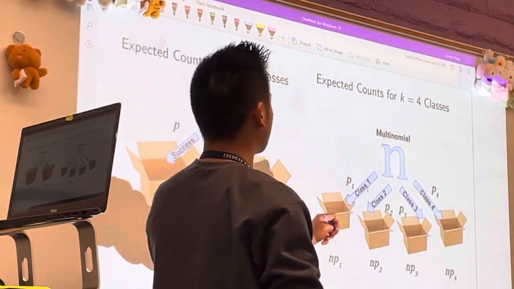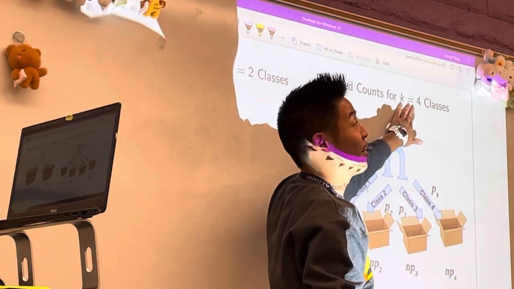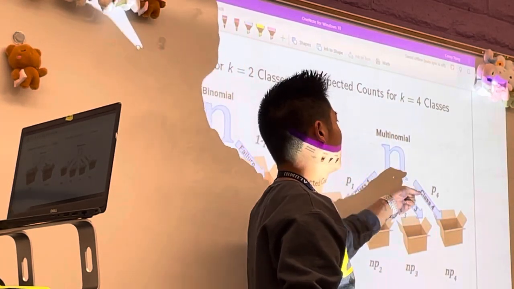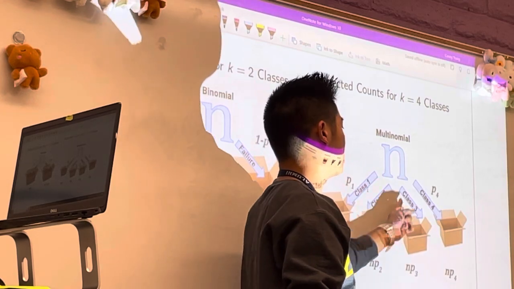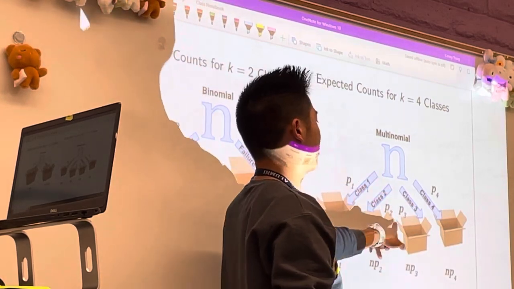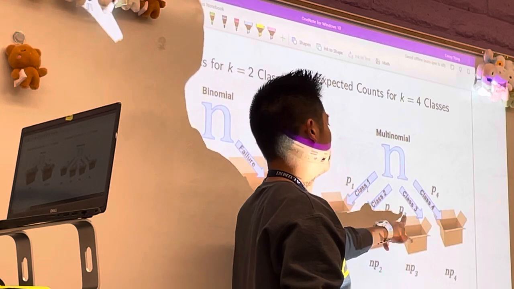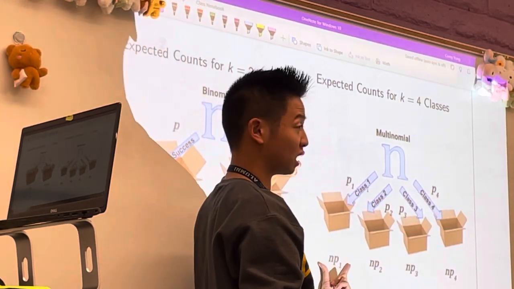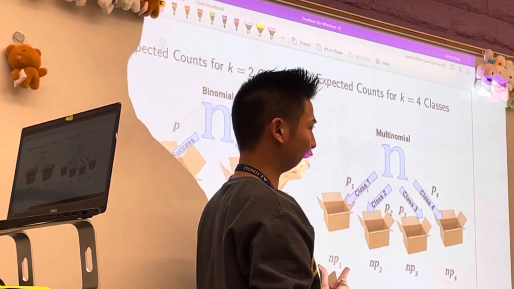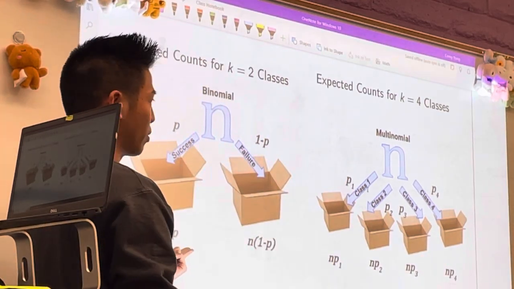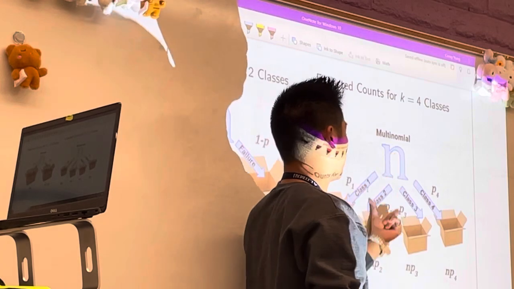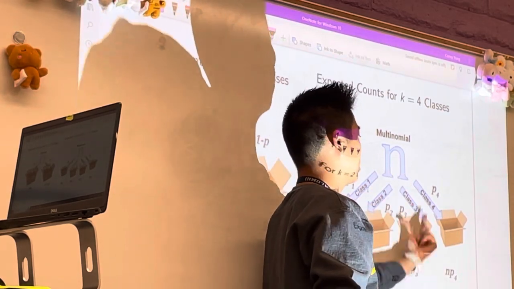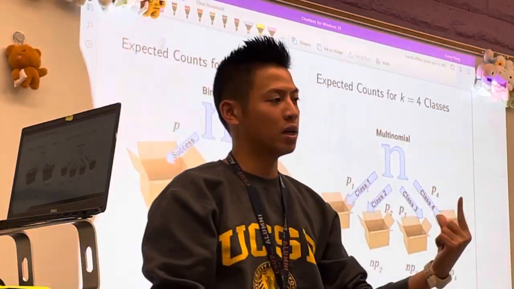And then in the multinomial case, in this case, I have k equal to 4. So now I have 4 boxes that these n observations have to fall into. Each of these boxes has its own probability, P1, P2, P3, P4. How many observations do I expect to fall into this box? N times P1, which is similar to this formula right there. And then this one, how many do I expect to fall in this box? N times P2, N times P3, N times P4.